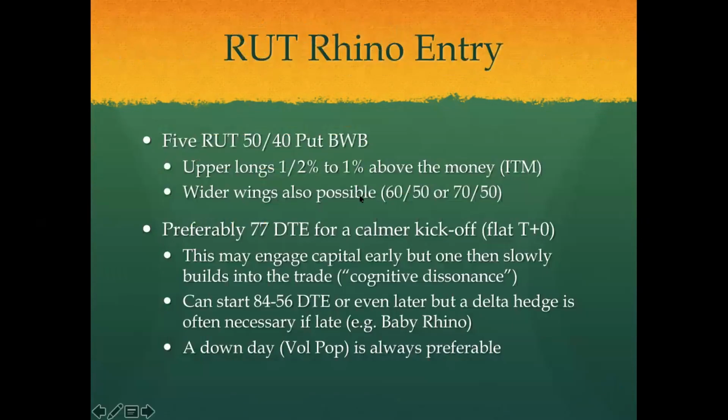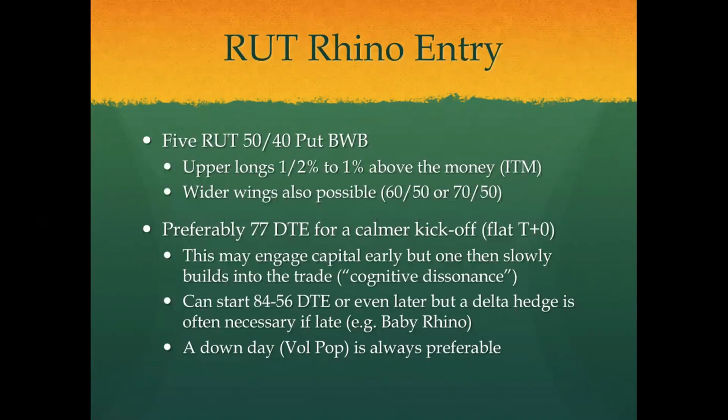I'm going to go quick on this one because there have been some presentations. So for the Russell, we enter 50-point, 40-point put broken wing butterflies, upper longs, half to 1% above the money. We can use wider wings, 60/50, 70/50. As long as you stay within a similar ratio, the rules will remain the same. Preferably early. If you start around 70 T, you'll have a very calm start, a flat kickoff at T plus 0.